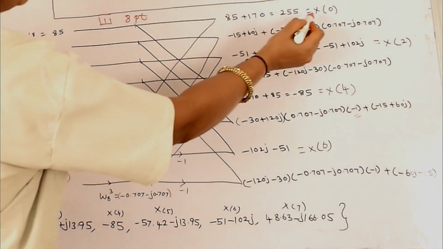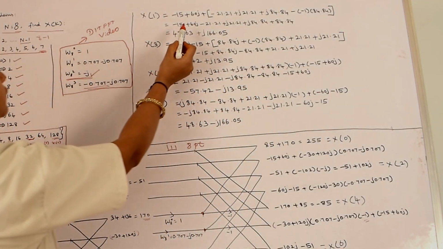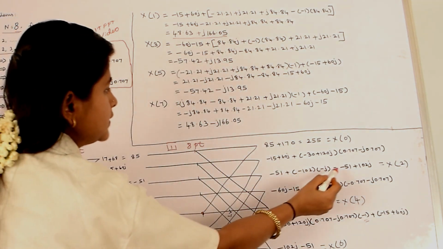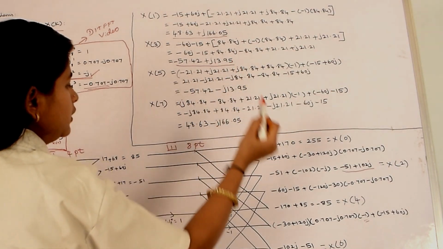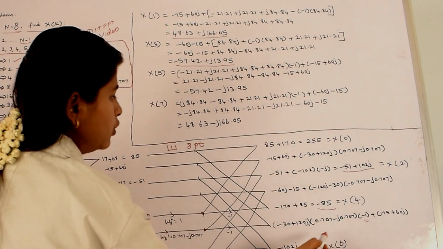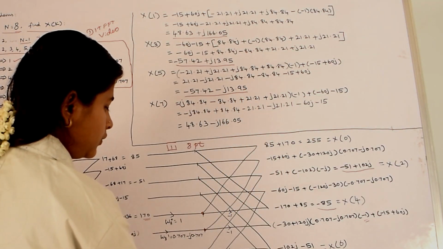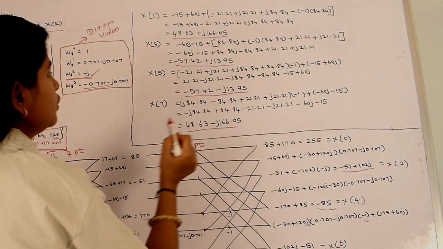So this will be your x of 0 and x of 1. Here I have solved it. This will be your x of 1 value and this is your x of 2. For x of 3, here I have solved it, and this is your x of 4, and for x of 5 I have solved it. This is your x of 6 and your x of 7 I have solved it here.